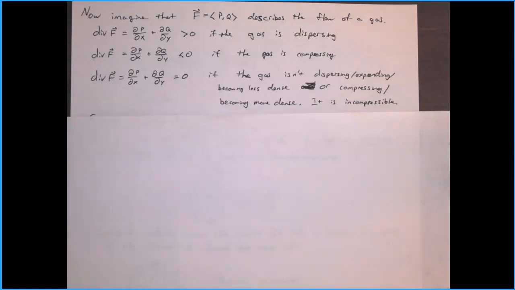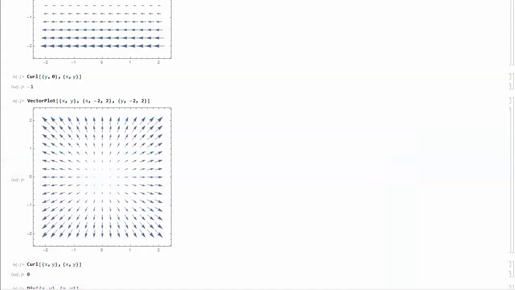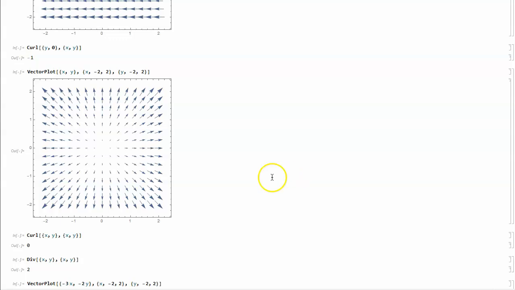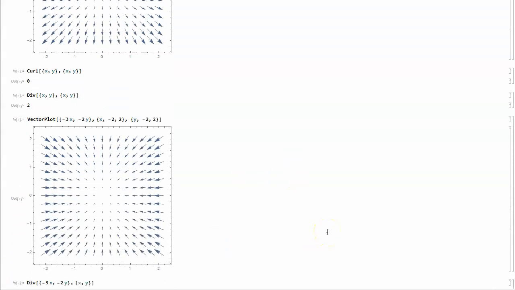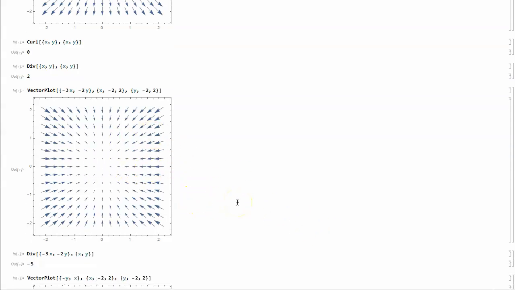So if we look at some plots of vector fields and look at their divergence, if we start with this same vector field here, everything's moving away from the center, so its divergence should be positive, and it is. The divergence here is 2. If I look at another vector field, everything's kind of going towards the center, so I would think the divergence here would be negative, and it is.